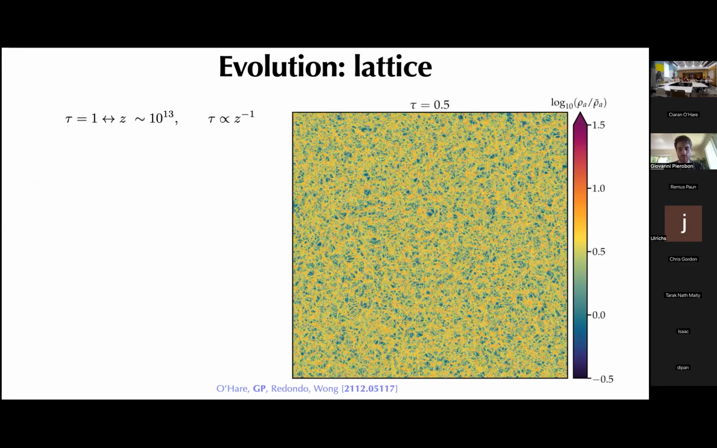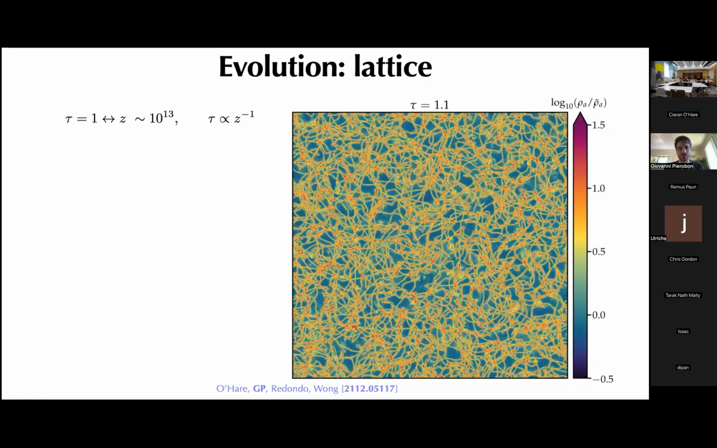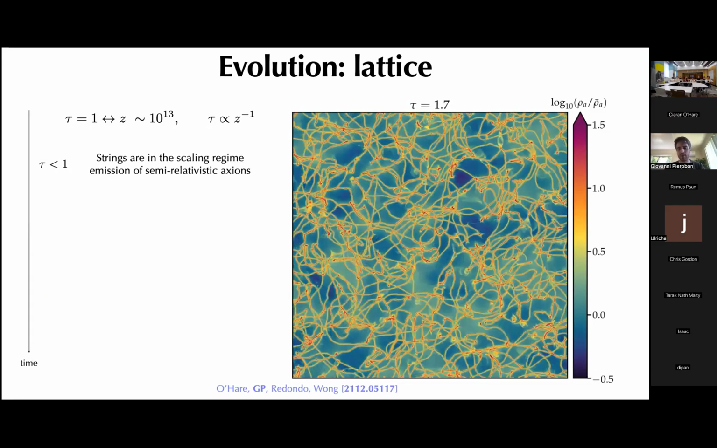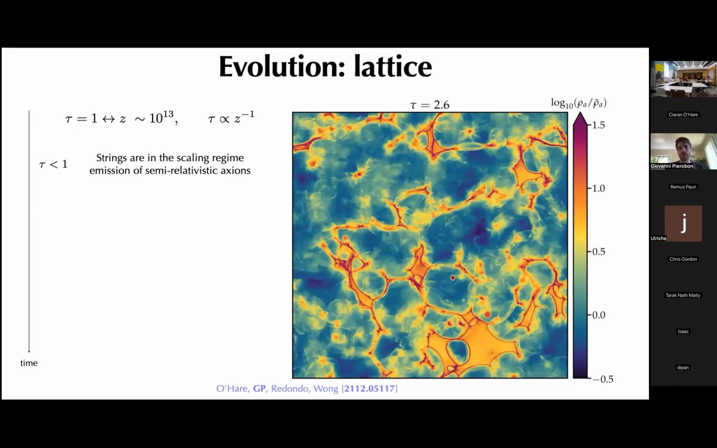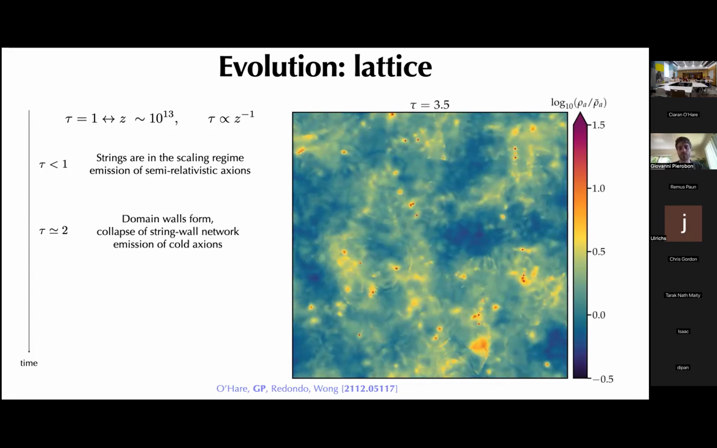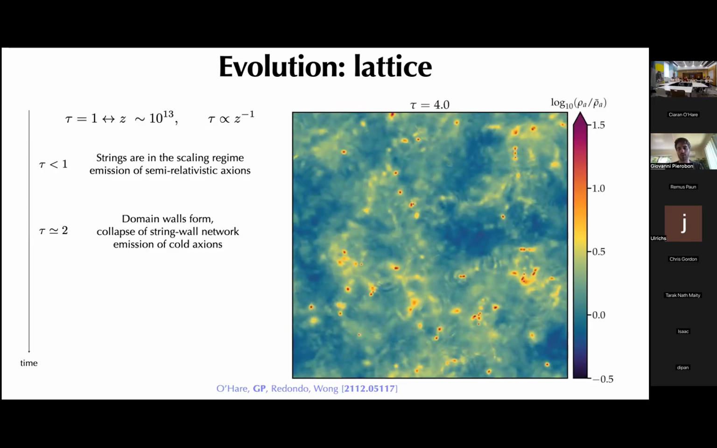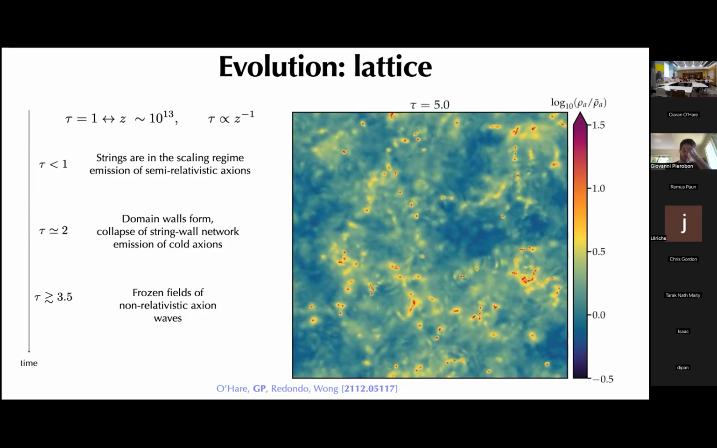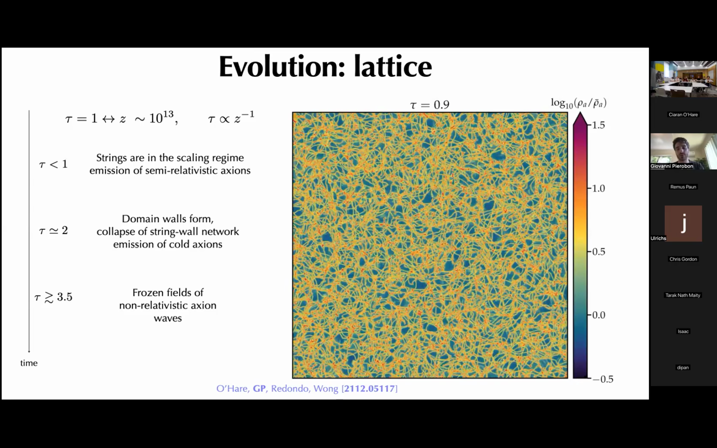So let me play this movie. You have at the beginning a network of strings that emit semi-relativistic axions, but at about a time equal to, you see that the domain walls are formed and also will drag the strings and collapse the entire network, leaving some overdensity on very small scales.